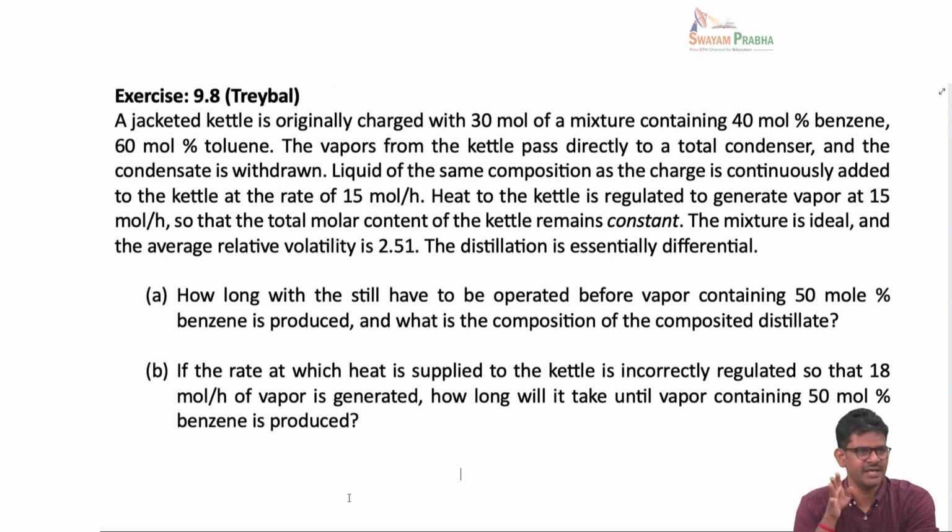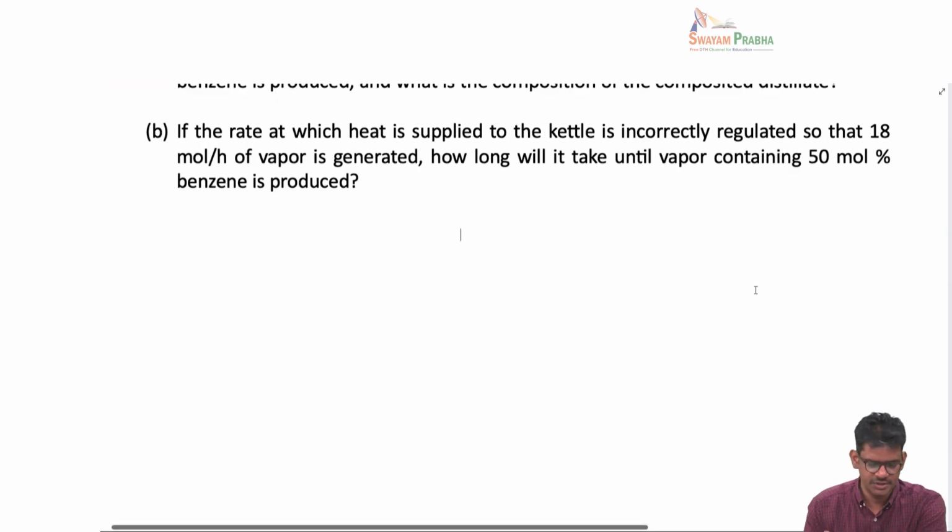So over a period of time, the liquid in the kettle will keep decreasing. It's not a constant level anymore. Okay, so that's the difference between A and B. But I think if you know how to do part A, part B should be straightforward. Okay, so again I start with the schematic.